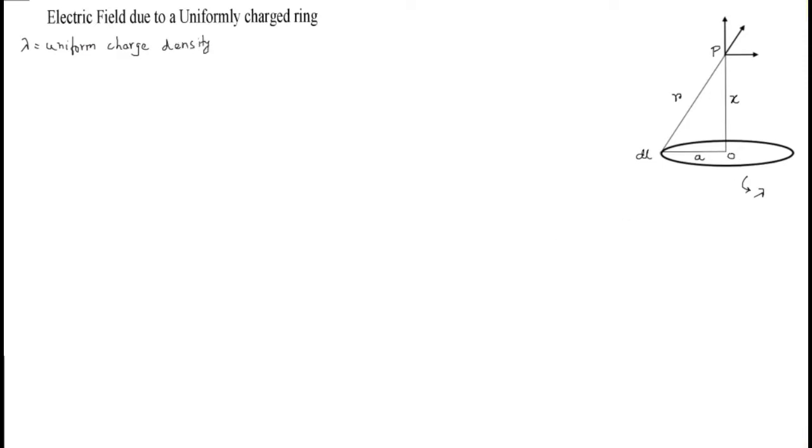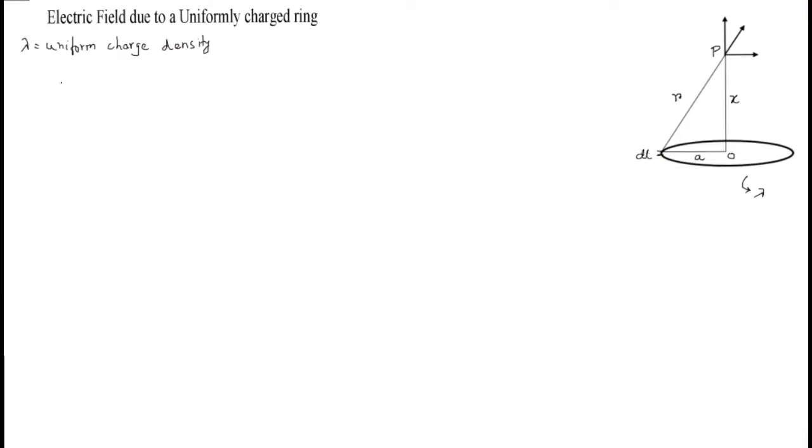Now this O is the center of the ring and P is the point of interest where we are interested to calculate the electric field due to this charged ring. So this distance OP is nothing other than x. Now initially we consider a very small length dl over here. So a very small section of this entire ring, dl, let us consider.